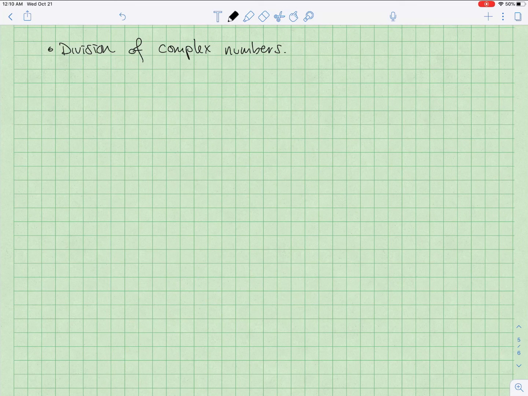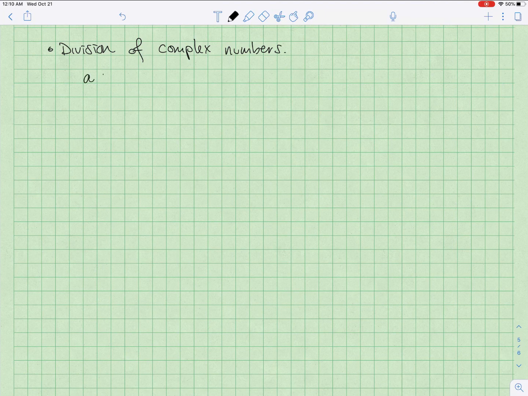All right, folks, the last thing that we need to talk about is the division of complex numbers. And this can be easy or a little bit more advanced depending upon the setup. So let's talk about some basics here, folks. The first thing that you need to understand is something about fractions.